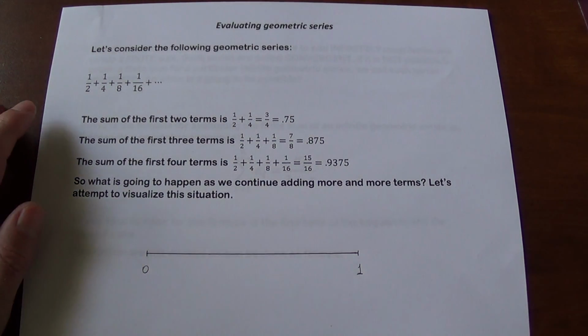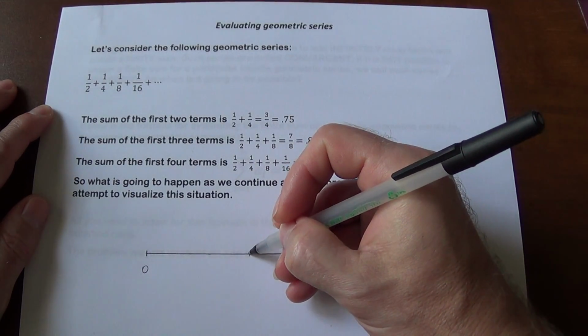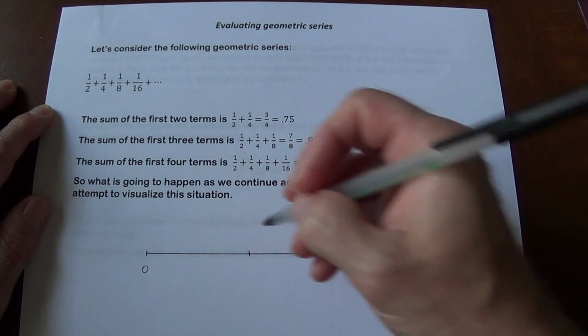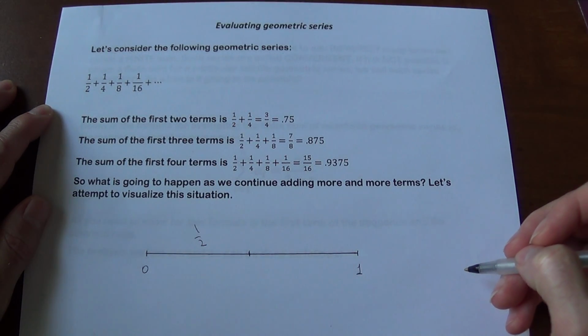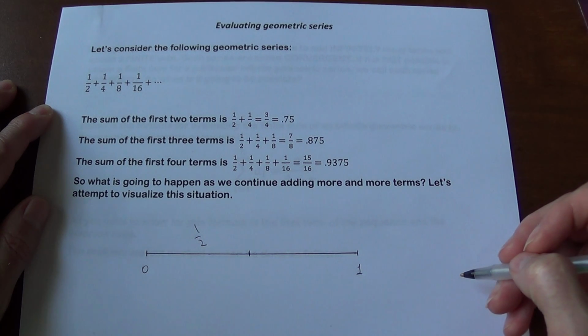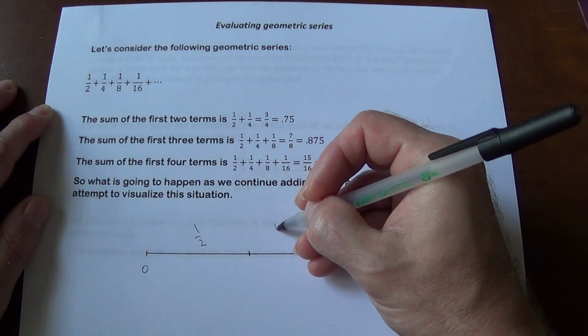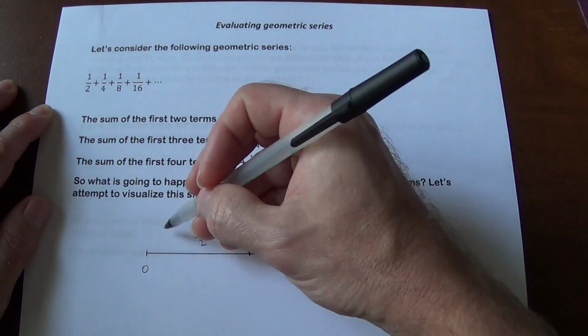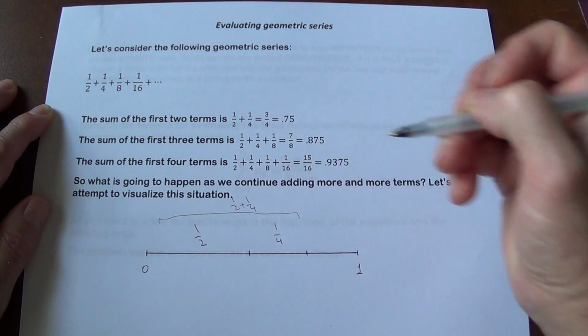So let's try to visualize this. We have this interval from 0 to 1. Halfway there is 1/2, right? How do we get the fourth? The fourth is 1/2 of a half. So if we cut the remaining portion in half, that's 1/4, and that's actually 1/2 plus 1/4.